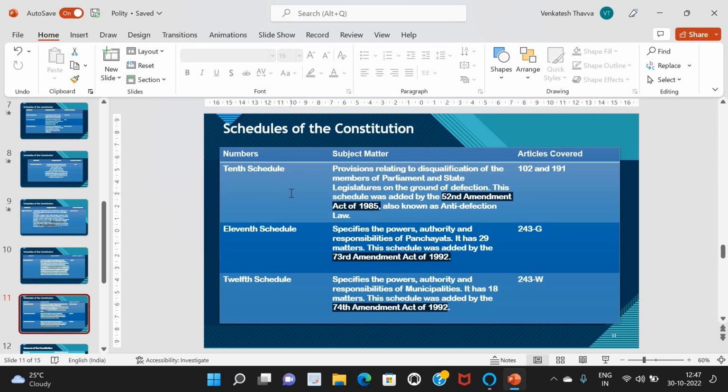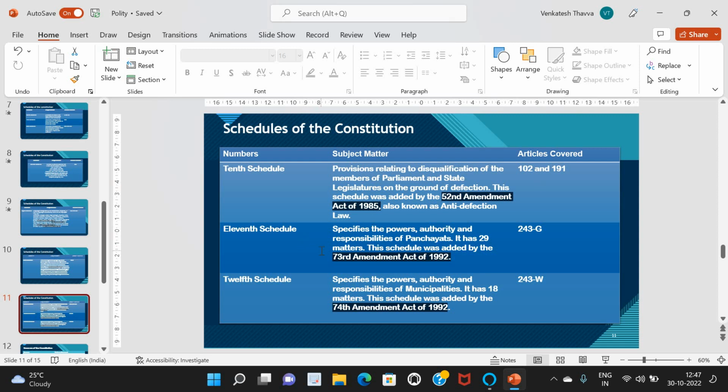Next, coming to 10th schedule. It deals with the provisions relating to disqualification of the members of Parliament and state legislators on the ground of defection. This schedule was added by the 52nd Amendment Act of 1985 and also known as Anti-Defection Law. Articles covered 102 and 191.